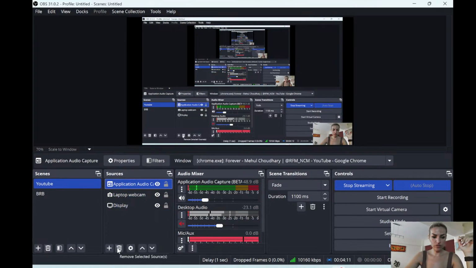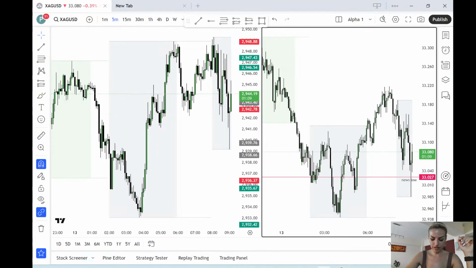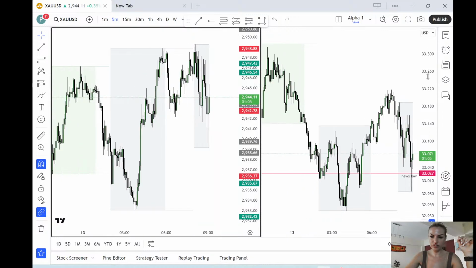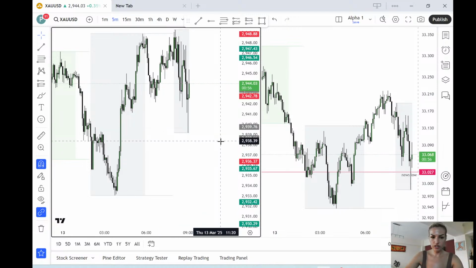I'm just gonna remove the application audio, whatever I've added here, and let's just focus on why we're here, basically, which is the charts. Shall we? Okay, so my voice is okay now, but we don't have any background music, which is a bummer, but it is what it is.